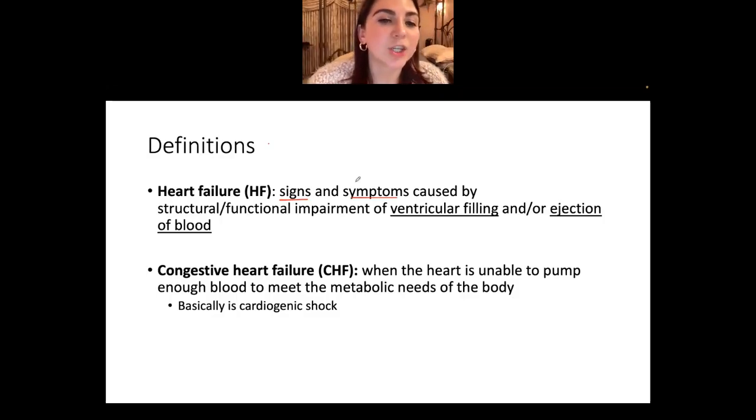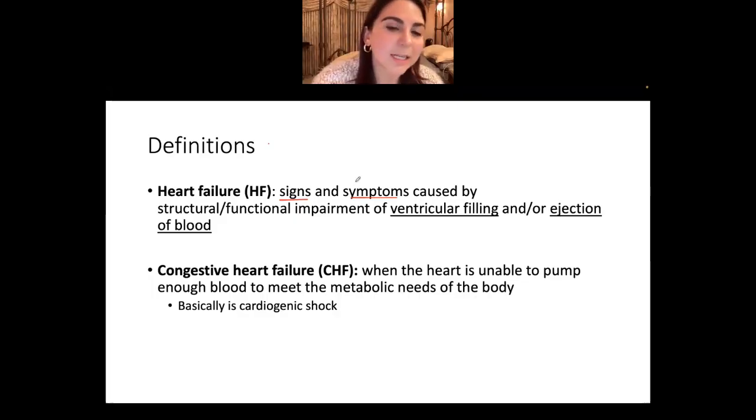Okay, congestive heart failure. When you see CHF, this is your classic heart failure, like when someone that's older has heart failure. There's a lot of congestion, a lot of fluid buildup. So this is basically cardiogenic shock: the heart is unable to pump out enough blood to meet the metabolic needs of the body. A lot of the times people use heart failure and congestive heart failure interchangeably.